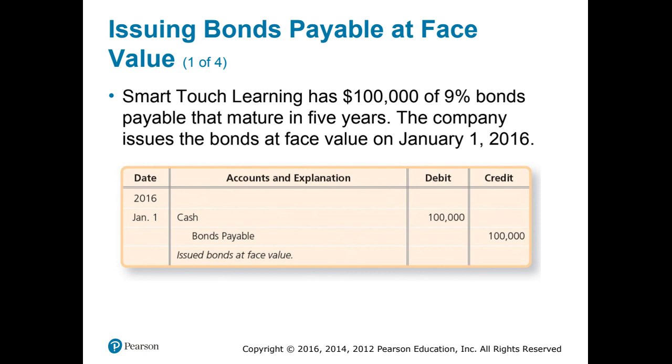So here, Smart Touch Learning has 100,000 of 9% bonds payable that mature in 5 years. The company issues the bonds at face value on January 2016. So we're going to debit cash for 100,000, credit bonds payable for 100,000, and we issued bonds at face value.